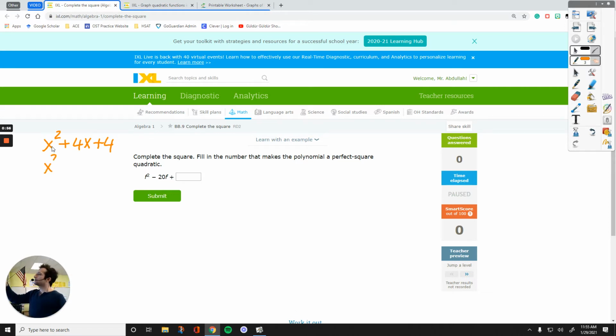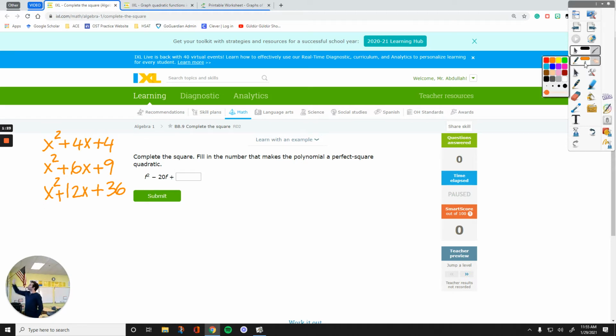Another one, x squared plus 6x plus 9. Another one, x squared plus 12x plus 36. Now let's just try to figure out the pattern. I'll explain the pattern in these three quadratic expressions. These are all in the square form, and then we will create another one. So looking at these numbers, there is a particular relationship between this number and that one.